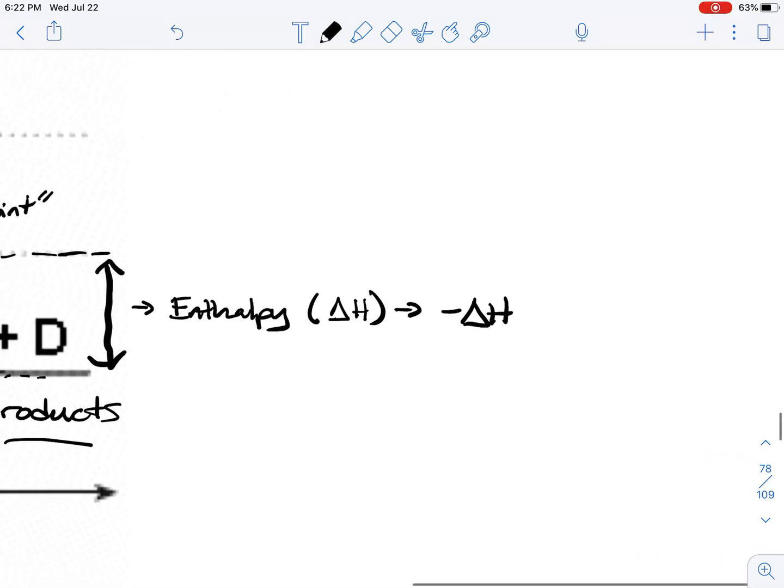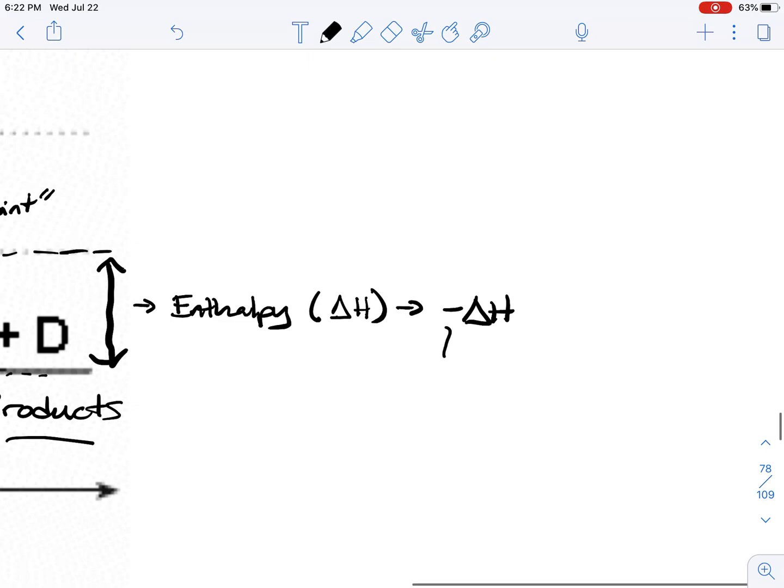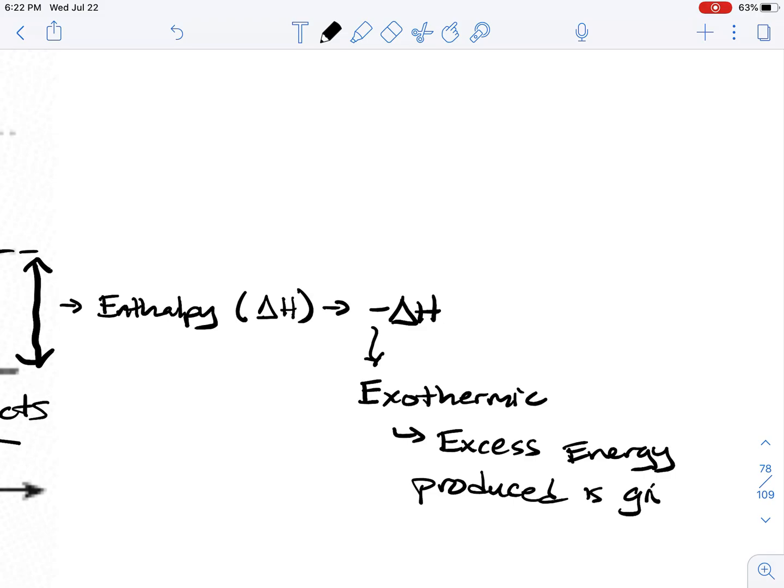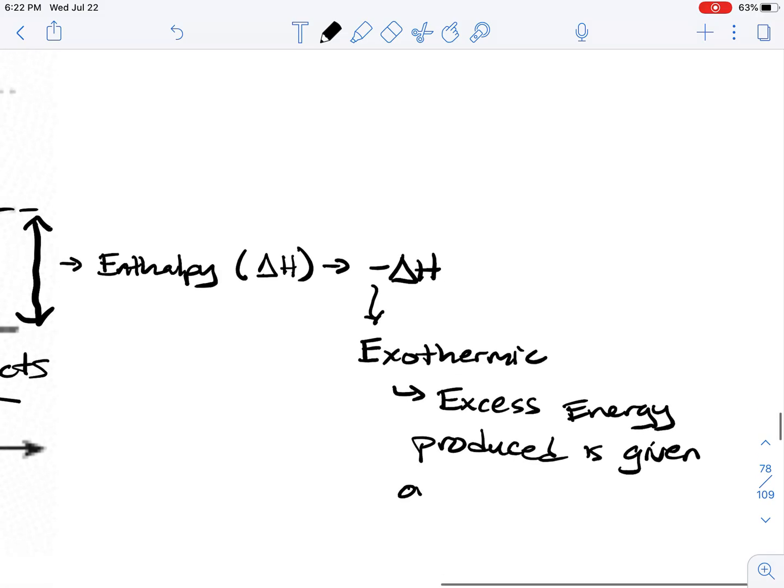And if you guys recall from first semester of general chemistry, if you have negative delta H, then this is describing an exothermic reaction, such that the excess energy that's produced is given off as heat to the surrounding.